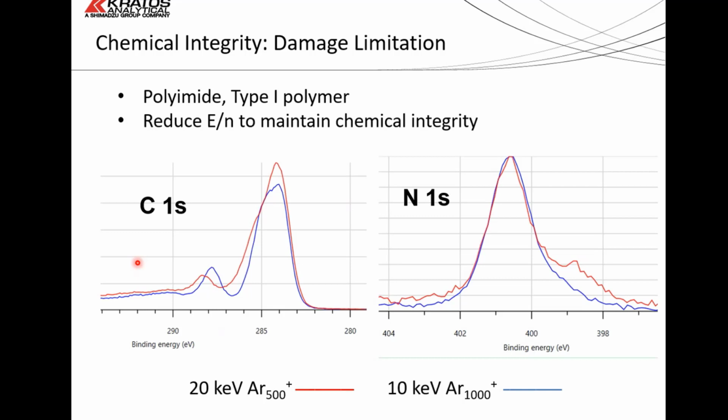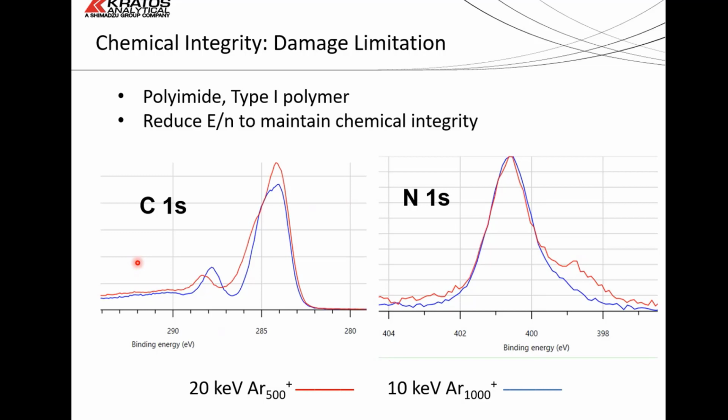Just a couple of quick examples. This is polyimide, a type 1 polymer. When you bombard a type 1 polymer with ions, it degrades by cross-linking. Once you smash it up, it wants to go and mate with other bits of polymer around, which isn't ideal because you want it to be ejected into the vacuum. So this is a tough nut to crack.